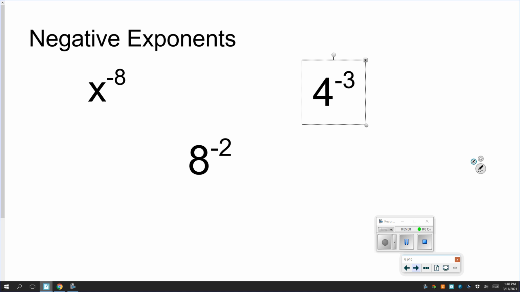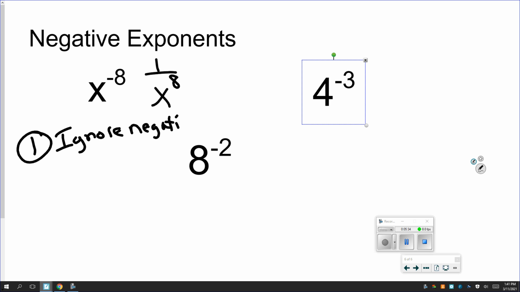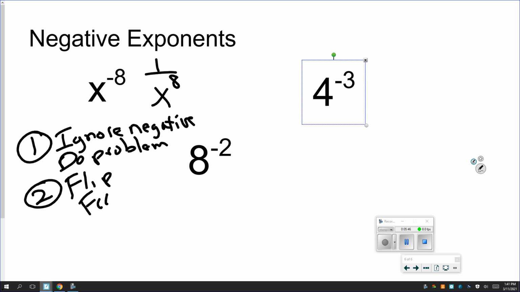And our last one, negative exponents. So these are tricky, folks. Remember, there's 2 steps. So step 1 is we pretend the negative's not there and we just do the problem. So for example, in this first one, x to the negative 8, I pretend it's not there, and it would be x to the 8th. Step 2 is I make it that fraction. Alright, so step 1, ignore the negative and do the problem. And because it is the negative exponent, that's where we have to do the flip, the fraction part. So flip the fraction.